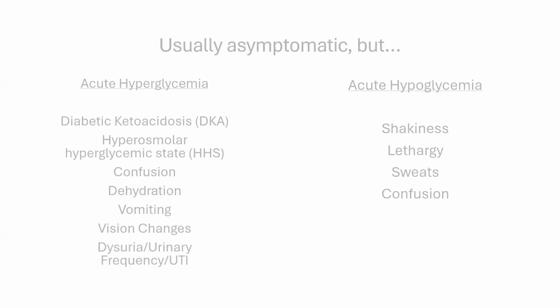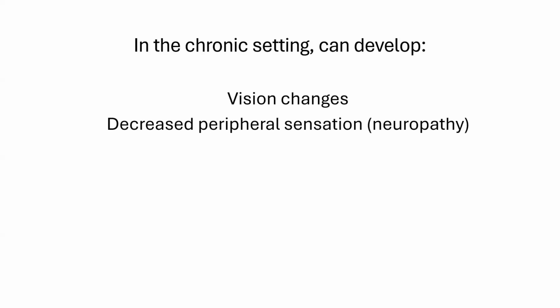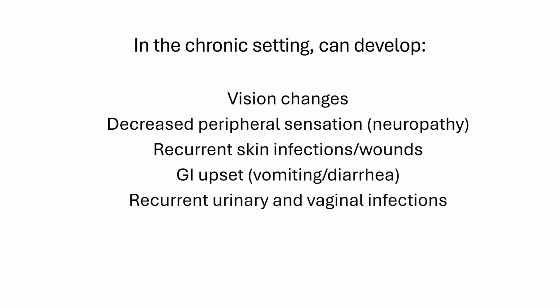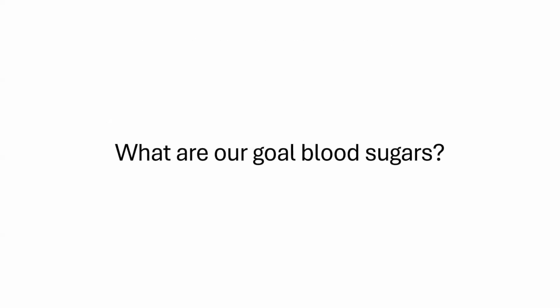In the long run, they may also develop vision changes due to retinopathy, decreased peripheral sensation due to neuropathy, recurrent skin infections and wounds, GI upset such as gastroparesis, which can lead to vomiting and diarrhea, and recurrent urinary and vaginal infections. So what are our goal blood sugars?